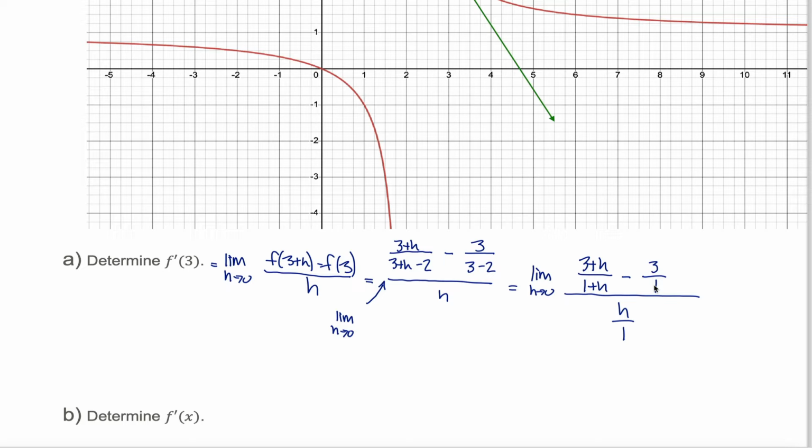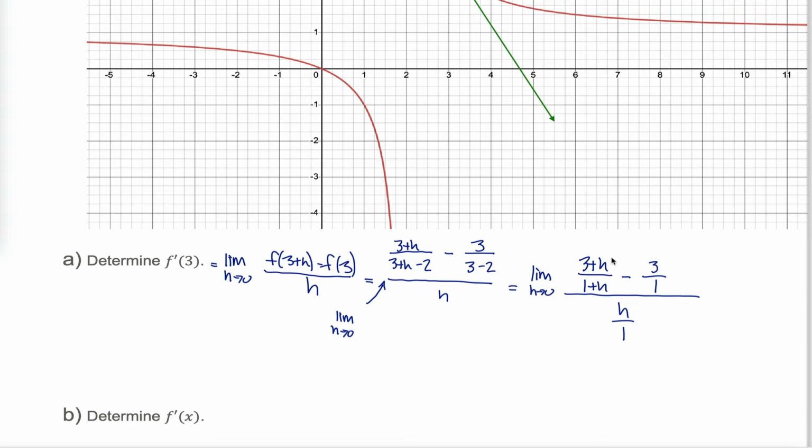Yes, this 3 over 1 is just 3, so I could have just written a 3 here. And yes, h over 1 is just h, so it might seem kind of silly to write it this way. But I did that on purpose because I want to have a fraction divided by a fraction so I can flip stuff upside down. Maybe you remember that trick.